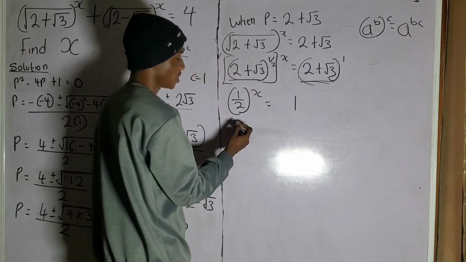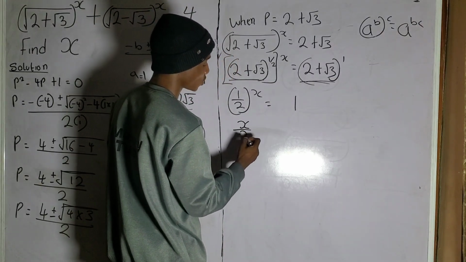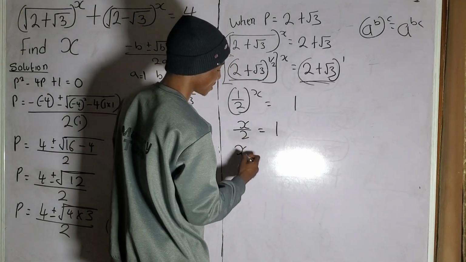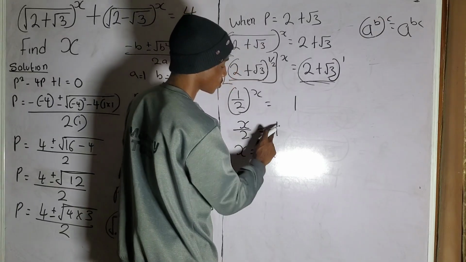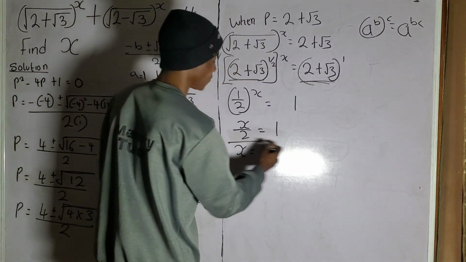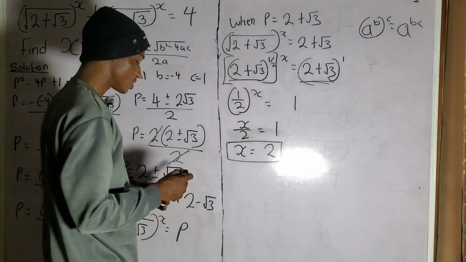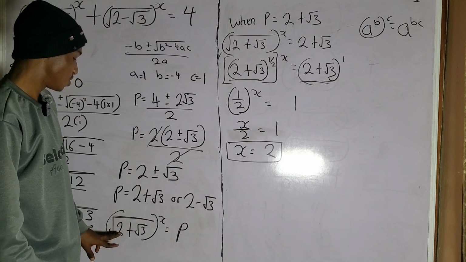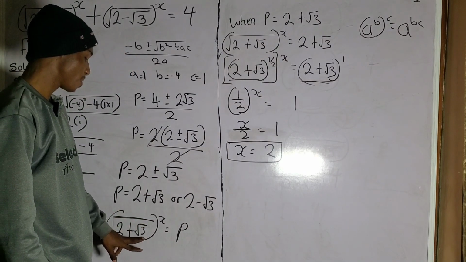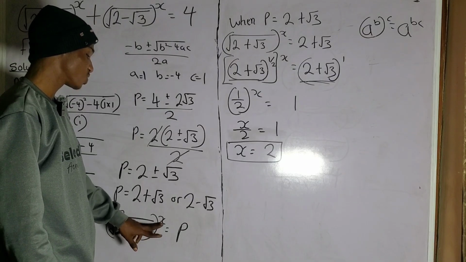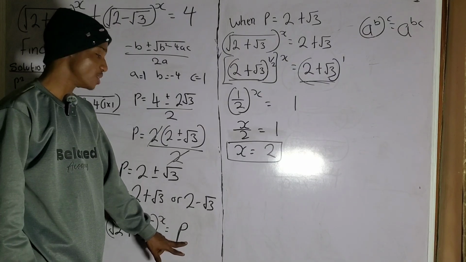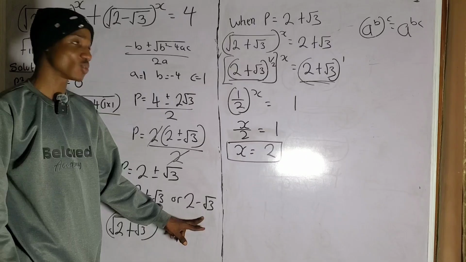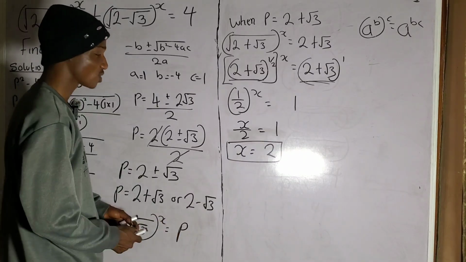Are you getting it? So I'm going to have x all over 2 equals 1. That means x equals what? 2 times 1, which is what? 2. So we've gotten the first value of x as 2. Now let us get the second value. That is, we are still going to set square root of 2 plus root 3 raised to the power of x equals p, when p equals what? 2 minus root 3. Do you understand? So that's what I'm going to do now.